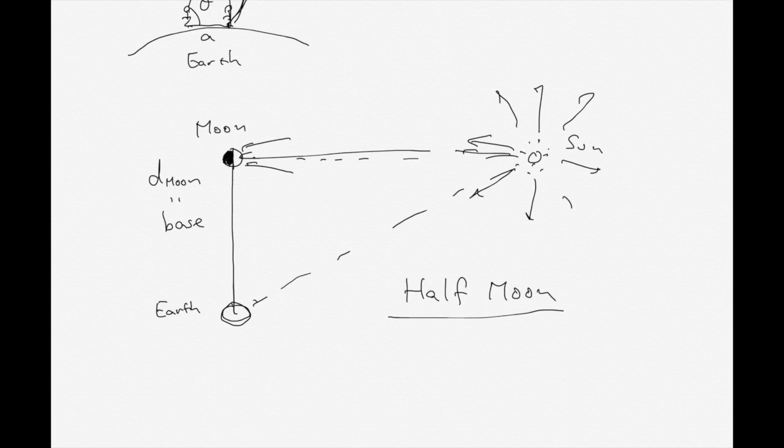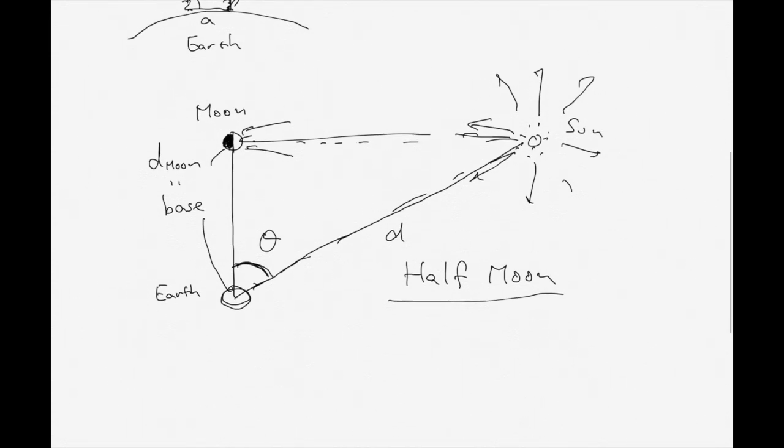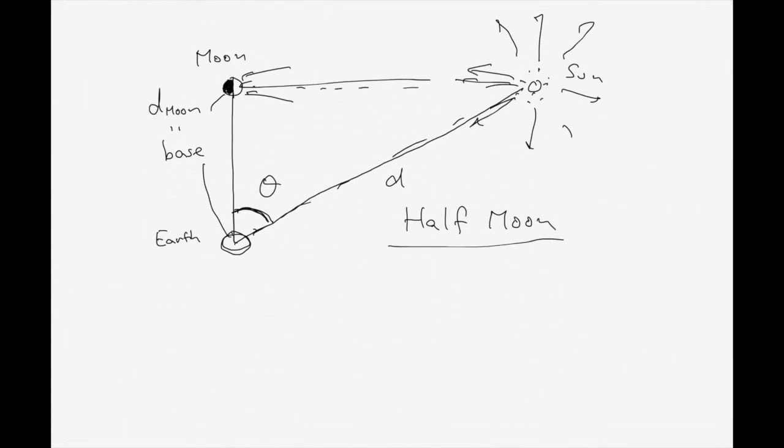Then, as I explained, we could use the Earth-moon distance as a base. Then we'd like to find the distance between the Earth and the Sun. This is D. And this is theta. So we could observe the direction to the moon and the direction to the Sun, and we could find this theta. Theta is the angle. Then we can use trigonometry to find D.